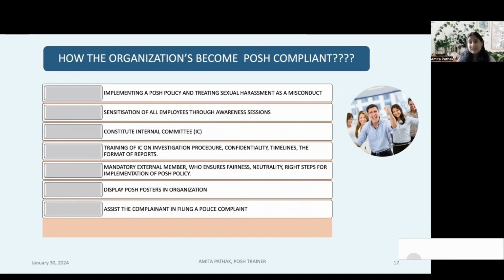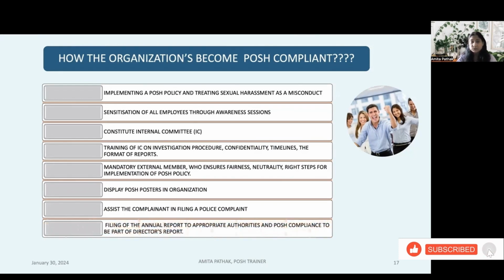If she asks, then assist that complainant in filing a police complaint also. And file the annual return to the appropriate authorities, and POSH compliance to be part of the director's report.